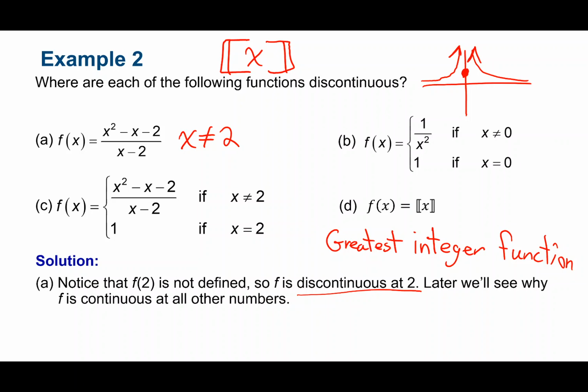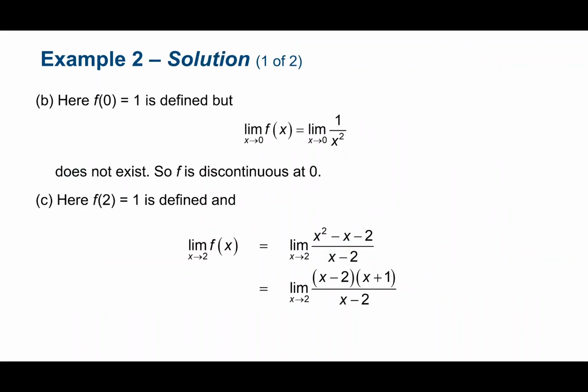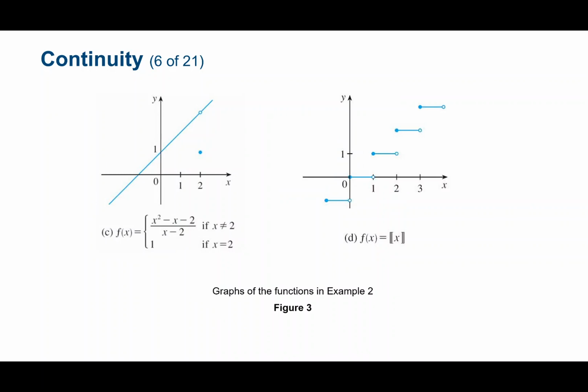Anybody seen that function before? Greatest integer? No. So here, let's look at the graph of it. It gets brought up in examples quite a bit. Here's what the graph of the greatest integer function looks like. It returns the biggest integer that is less than or equal to the x value. So when we plug in anything between 0 and 1, we get 0. Anything between 1 and 2, we get 1. Anything between 2 and 3, we get 2. We've got this staircase.